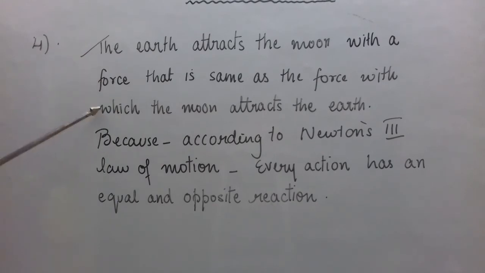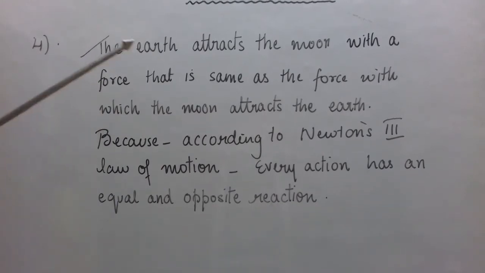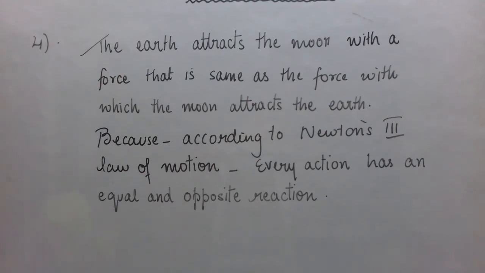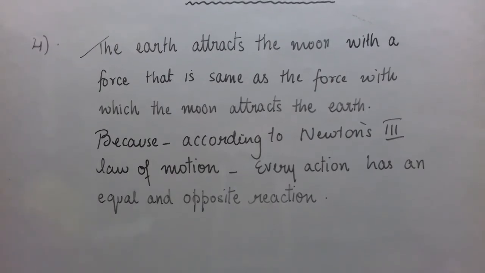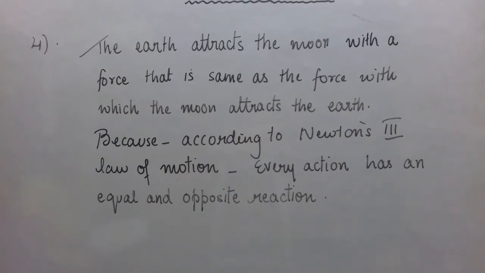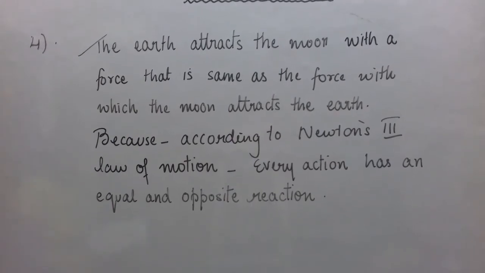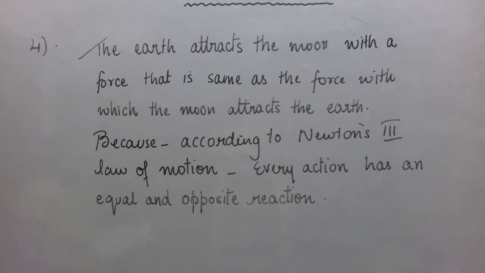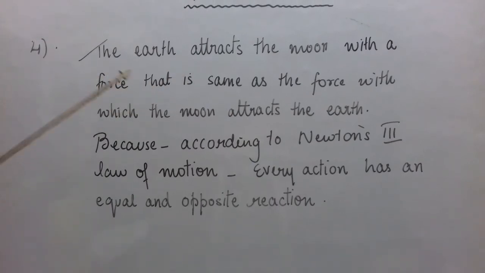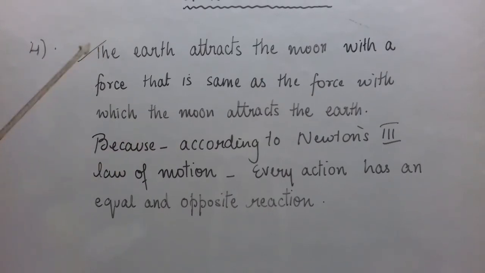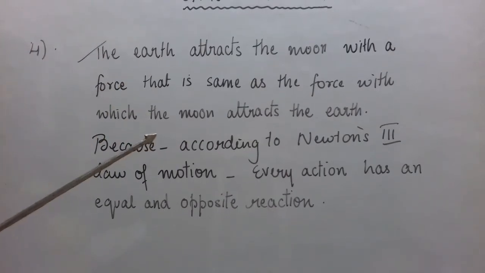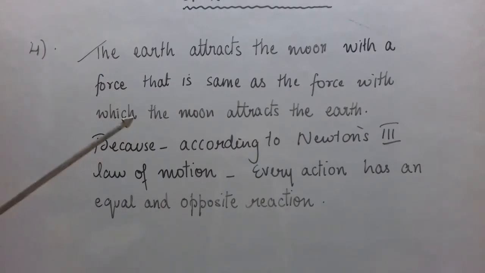We know they are talking about the magnitude only. Okay? If you remember the question, what was the question? They had asked, does the Earth attract the Moon with a force that is greater or smaller or the same as the force with which the Moon attracts the Earth? So they are talking about the magnitude only. So we know that the Earth attracts the Moon with a force that is same as the force with which the Moon attracts the Earth. We can mention here that the two forces are having equal magnitude, but yes, their directions are opposite.